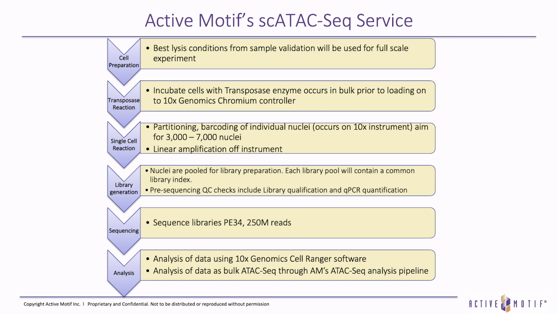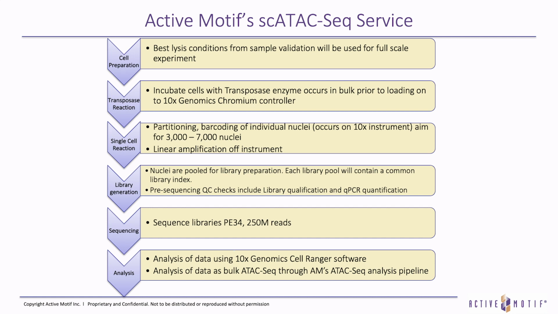With all of our services, including our single-cell ATAC-Seq, all pre-sequencing QC checks are included, including library qualification to ensure that the library is of the appropriate size, and also quantification of the library. Sequencing is also included with our full-scale single-cell ATAC-Seq service. We sequence to a depth of 250 million reads, which roughly equates to about 50,000 reads per nuclei.